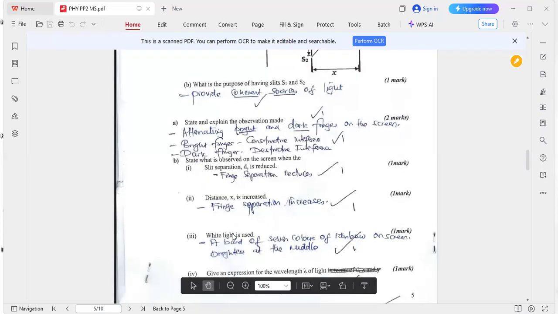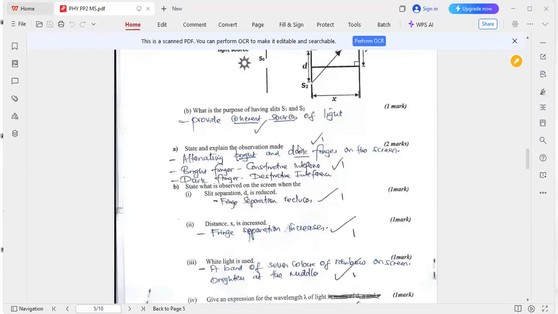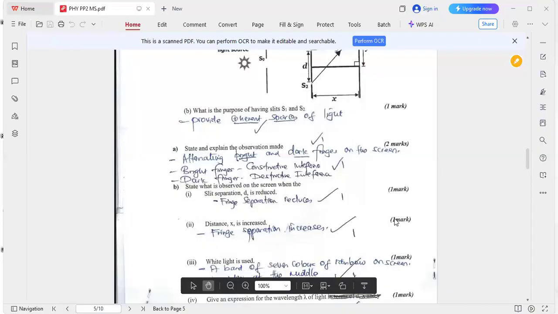When we replace the monochromatic light with white light, remember what we are saying here is S1 and S2 are producing either red, blue, or yellow, or green, or orange, or indigo. One of them, that's monochromatic light. But when we replace this with white light, the normal light, then what we see on the screen is colors of the rainbow. A band of 7 colors of the rainbow are seen on the screen.